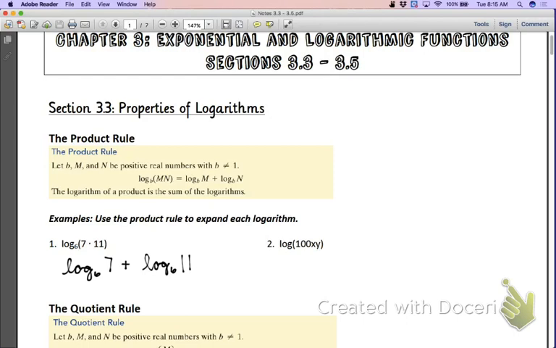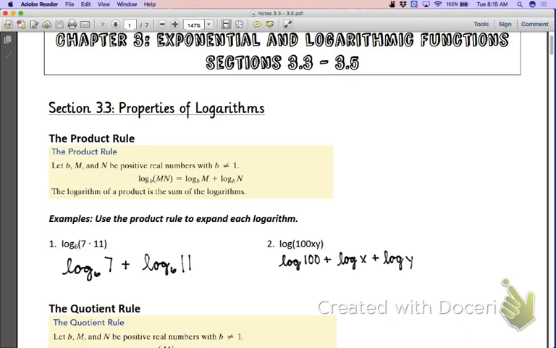It works the same however many terms you have multiplying together; that's how many things you would have adding together. So if I have log of 100xy, there's no base, so it's log base 10, or just log, then we're going to go log of 100 plus log of x plus log of y.